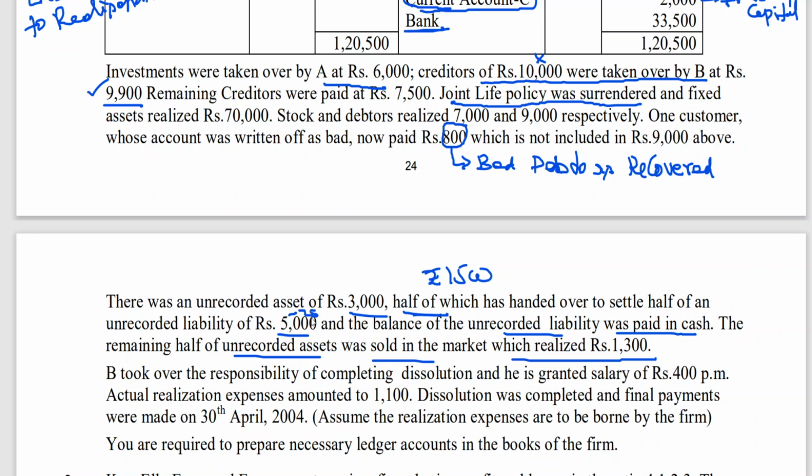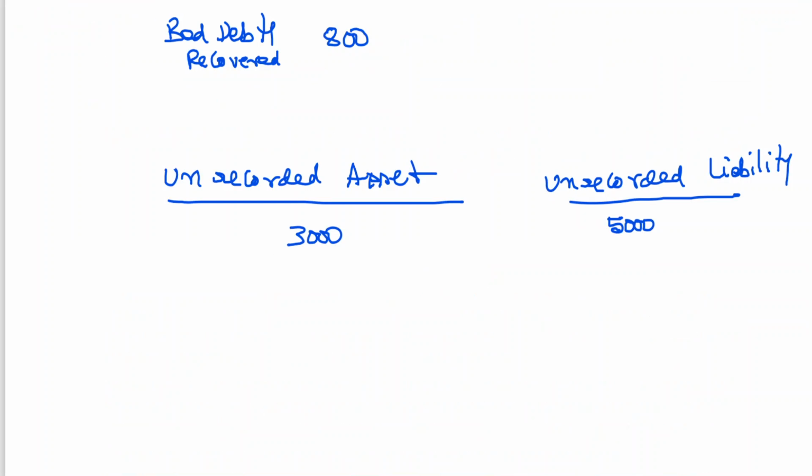That means 1,500 rupees worth of unrecorded asset has been adjusted to settle 2,500. What do you mean by this? Whatever amount has been received by me, 1,500 rupees, has been used to settle half of the unrecorded liability of 2,500. That means you are not paying 2,500. You are only giving 1,500 to settle 2,500. If you want to write an entry, you have to write like this.